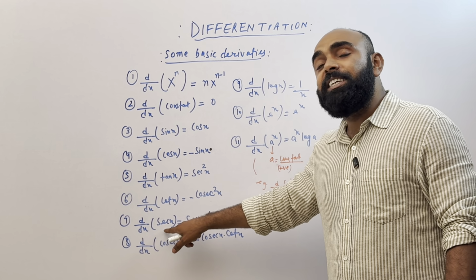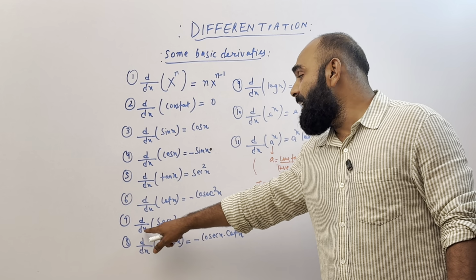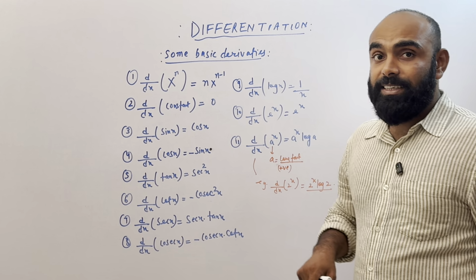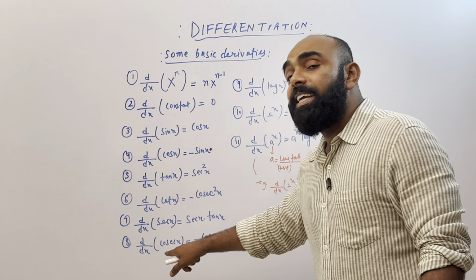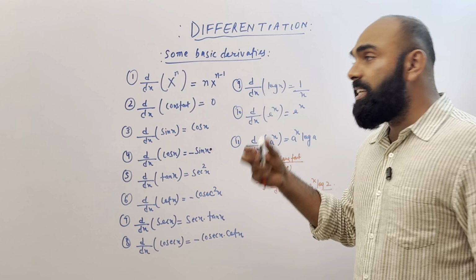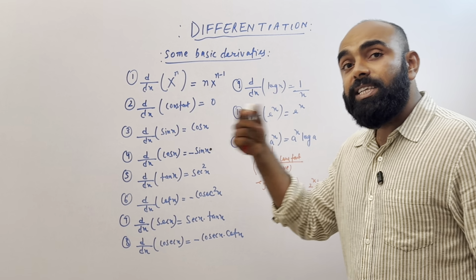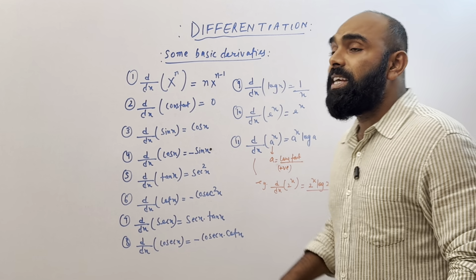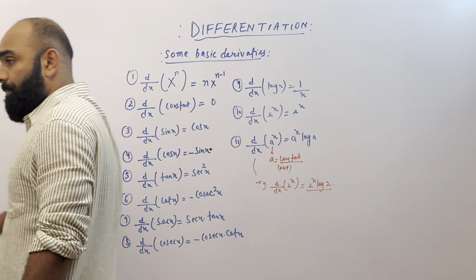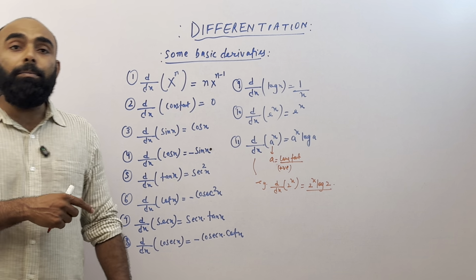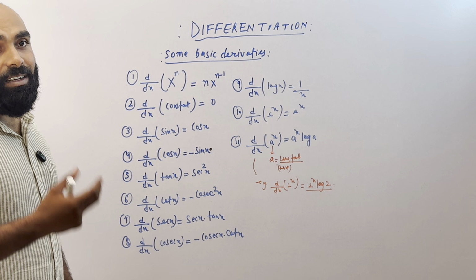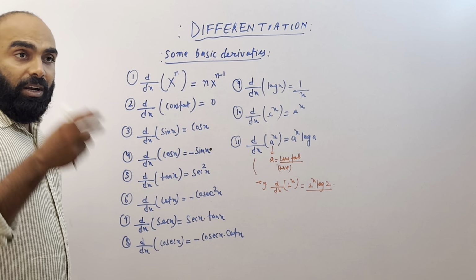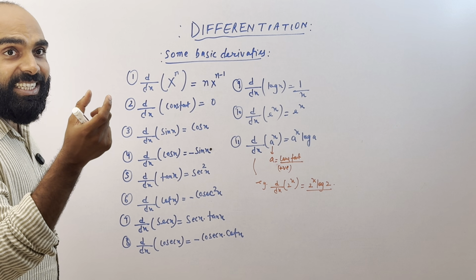Same way, if it is written as sec t, d by dt of sec t is sec t into tan t. If it is written as cosec t, d by dt of cosec t is minus cosec t into cot t. So remember it this way. d by dx of cot x is minus cosec square x. d by dx of sec x. After sec, anything that is written is the theta.